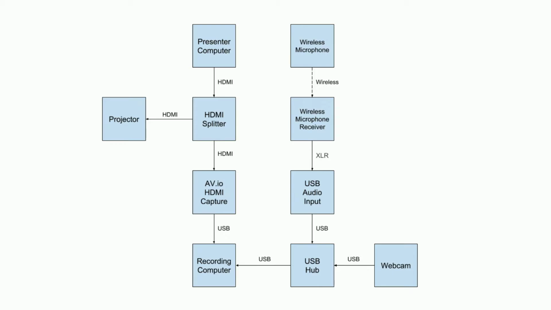As for the HDMI splitter, it sounds fancy, but it's not. It's a $20 or $25 thing on Amazon. All it does is we have an HDMI that comes out of the laptop. From there, it splits into the projector, which is what we see here, and then it goes in through a little HDMI to USB capture device. It's called an AVIO, and that's how it shows up on the computer.